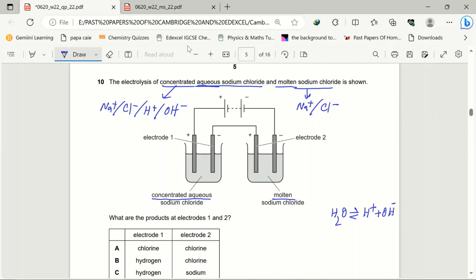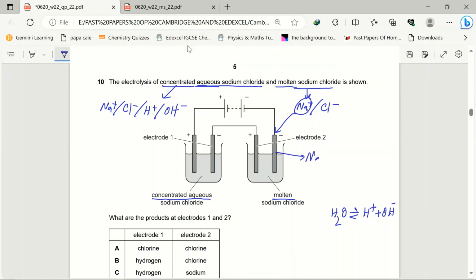We have discussed it when we have studied electrolysis, and you have definitely studied. So if we see, we have sodium ion and chloride ion here. So you have a negatively charged electrode and a positively charged electrode. Sodium ion will go to the negatively charged electrode. If sodium ion goes to the negatively charged electrode, what will happen? Sodium ion will gain an electron to form sodium metal. This is what will happen at the negatively charged electrode.